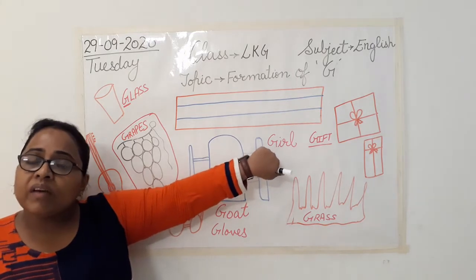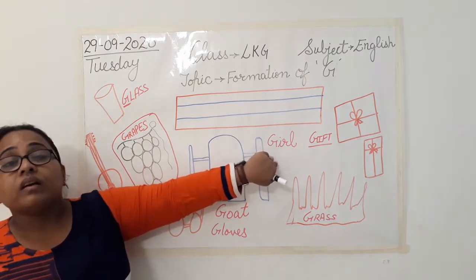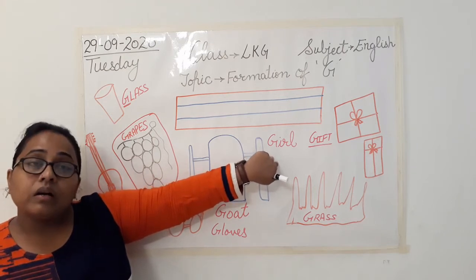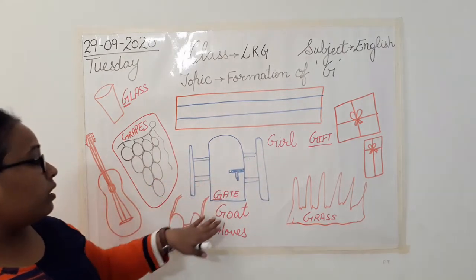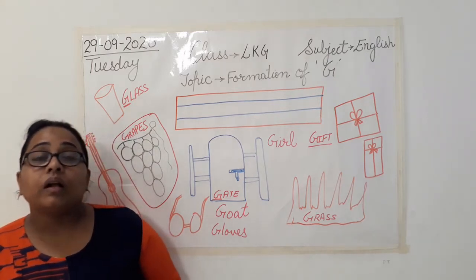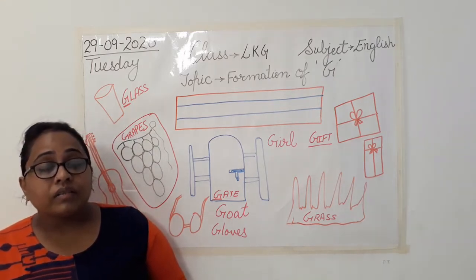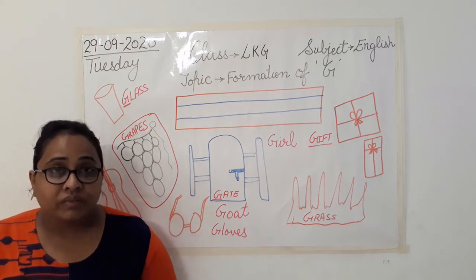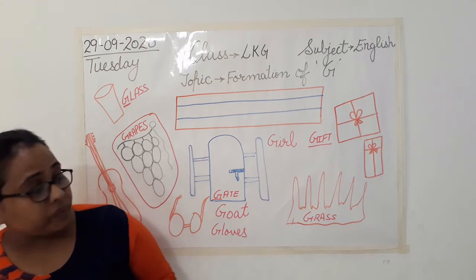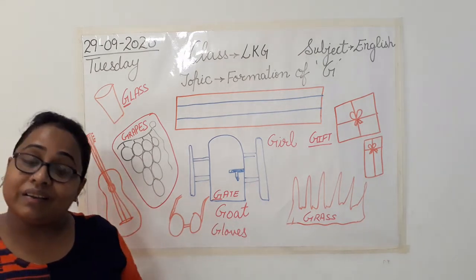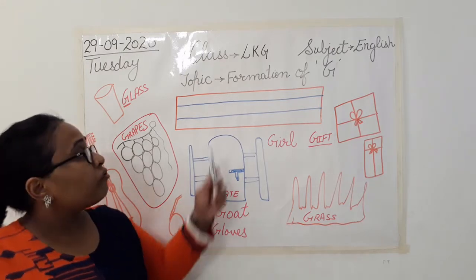And the sound of alphabet G is G. G, goat. G, grapes. G, gate. So you remember the phonic rhyme? G says G. G, goat. G, grapes. G, gloves. G, girl. Isn't it?